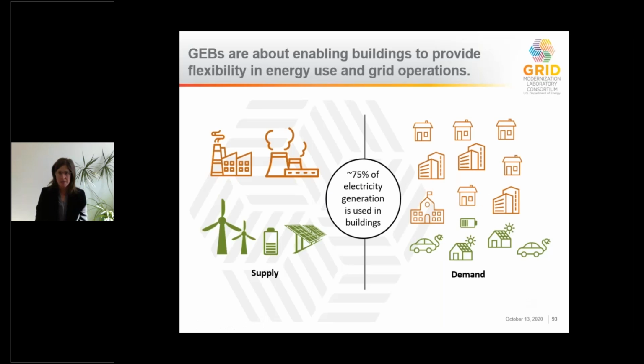So when we talk about GEBs, GEBs are really about enabling buildings to provide flexibility in energy use and grid operations. 80% of grid peak demand is driven by buildings. A little more than 10% of grid infrastructure costs are spent to meet the peak demand that occurs less than 1% of the time, making those peak times the most expensive and likely carbon-intensive power. In addition, on the consumer side, on the building owner side, they can see demand charges that can be up to 60% of their energy costs.